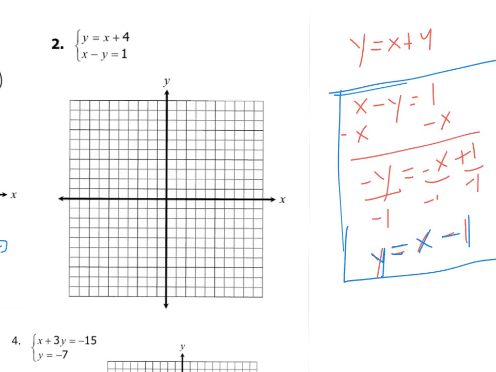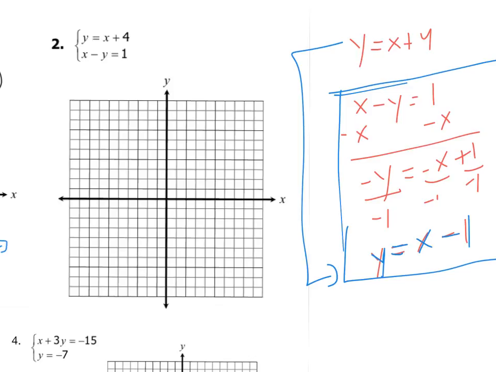So what do you notice between your first and your second equation? Well, what I notice is that the slope is the same, but the y-intercept is different. And if you remember from the transformation section a couple weeks ago, that would mean that we're going to have parallel lines. So without even graphing it, I know that there's not going to be a solution. But let's go ahead and graph them nonetheless.